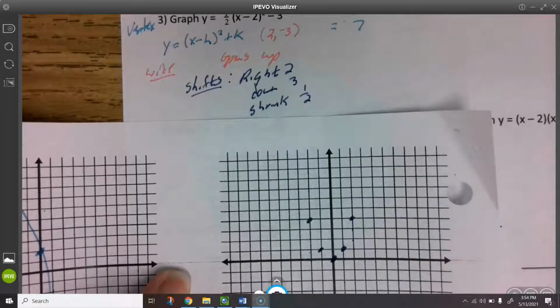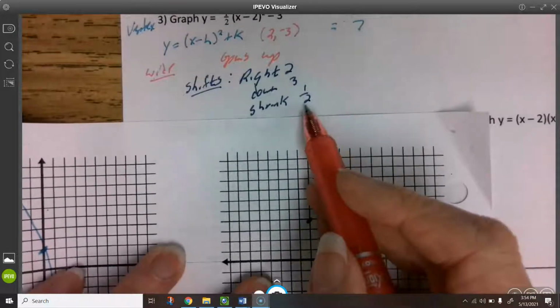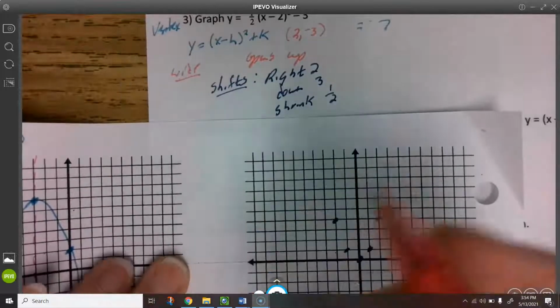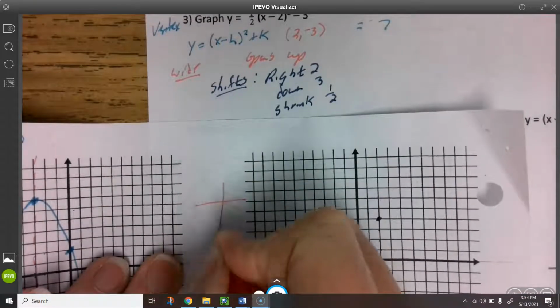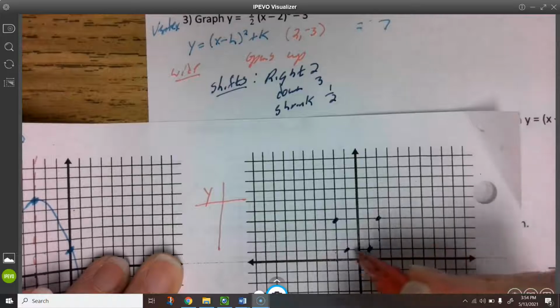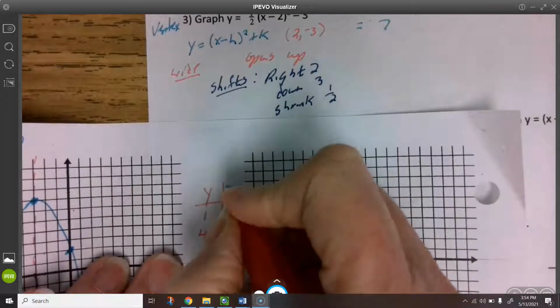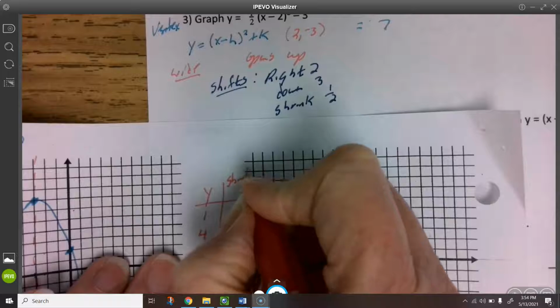Remember, we don't draw that in. Now, what I'm going to do is, I'm not going to do my shifts yet. I'm going to do my shrink. To do my shrink, what I do is I take my y values. My y values are 1 and 4. And I apply the shrink of 1/2.